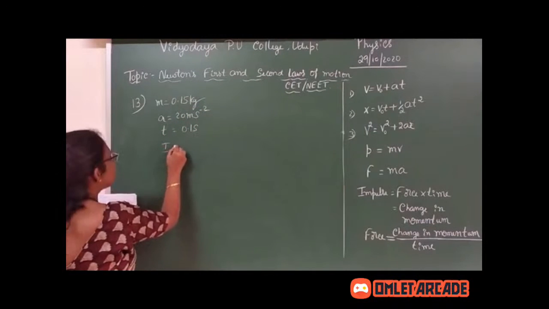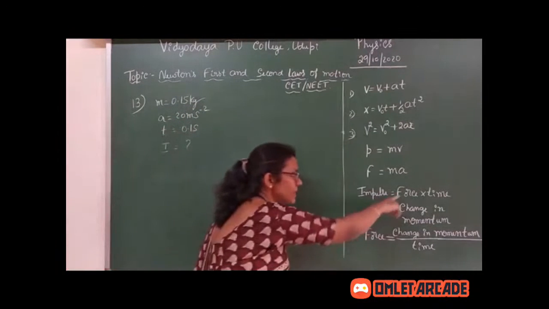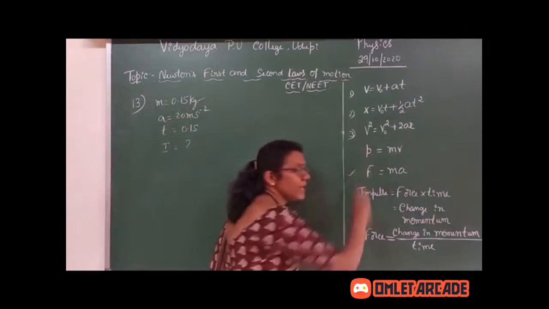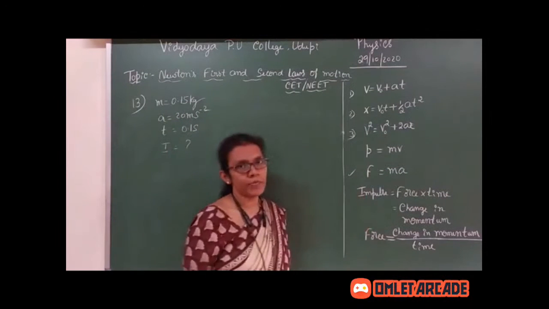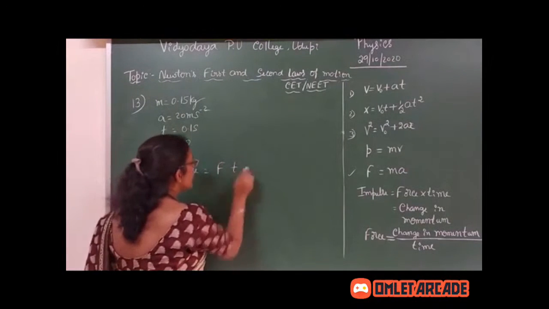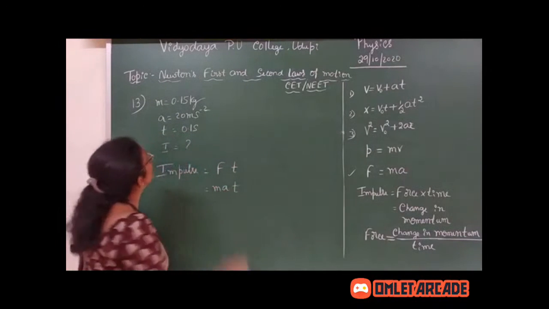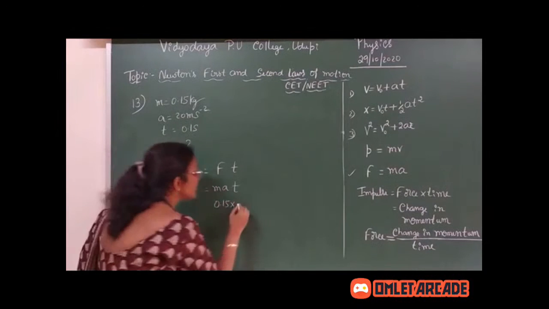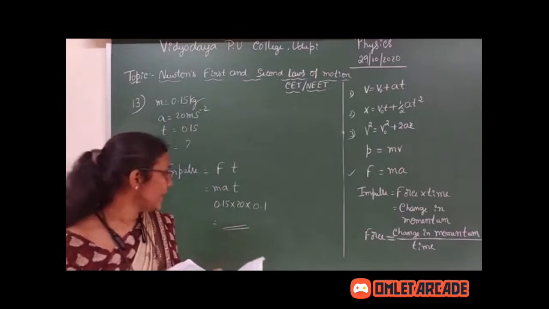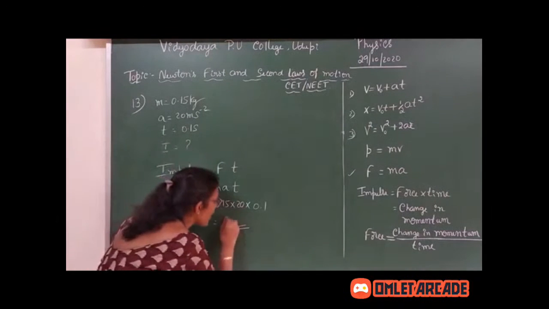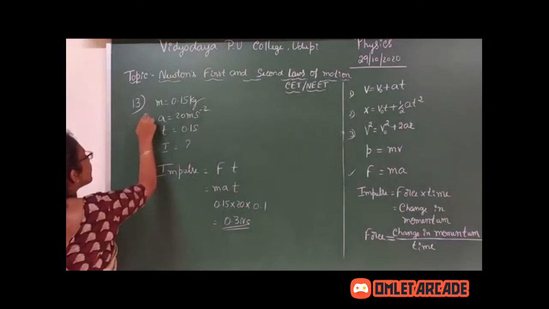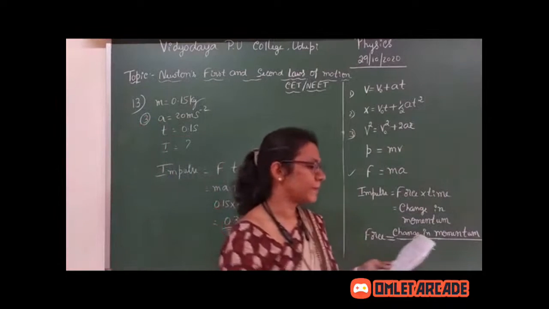So how to calculate the impulse of the force? Impulse is force into time. Force is not given, but mass and acceleration are given. F equal to ma, you can use this equation to calculate the impulse. So impulse is force into time, force is ma. So m is 0.15, into a is 20, into t is 0.1. Simplify this, the answer is 0.3 newton second. So the right option for question number 13 is the third one.